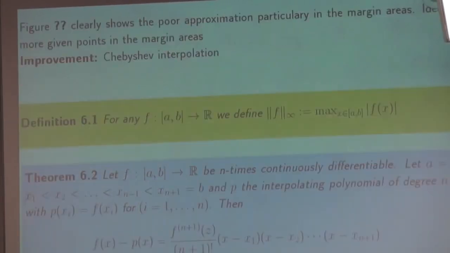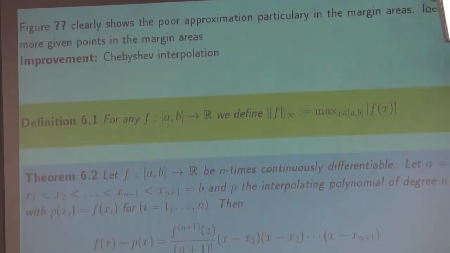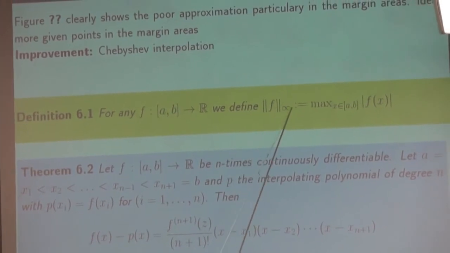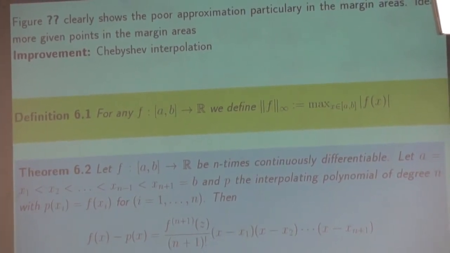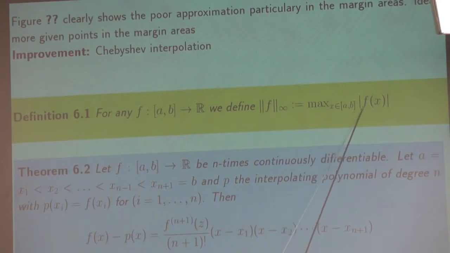Okay, now let's go back to this question. So we have to talk about the maximum error of our interpolation polynomial. That's why we here define the maximum norm on functions. What is the maximum norm of a function? It is the maximum over all x in a given interval of the absolute value of our function.